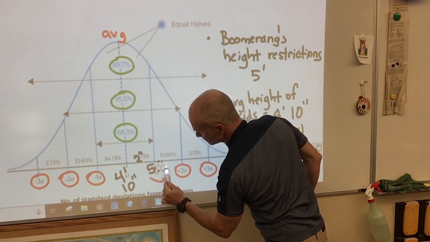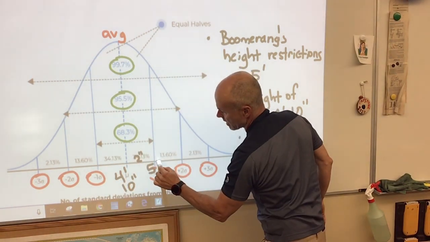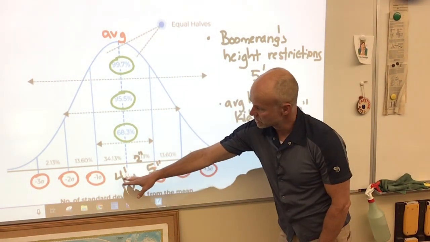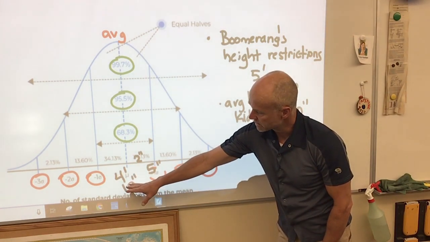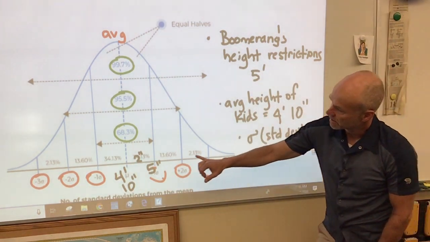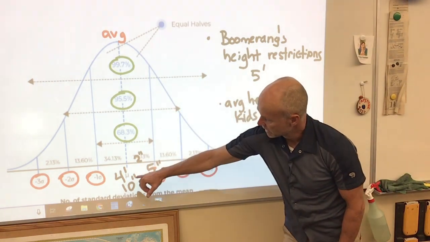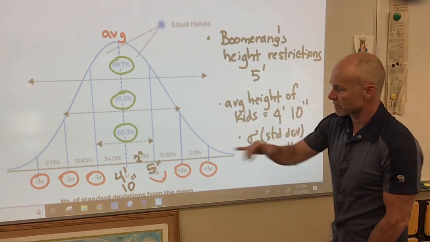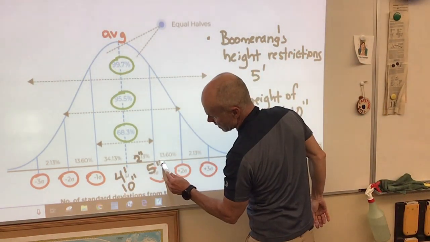Let me use the same notation. So again, the average height of kids is 4 feet 10 inches with a standard deviation of 2 inches. Adding those, so 2 inches here is that first standard deviation, gives me 5 feet.